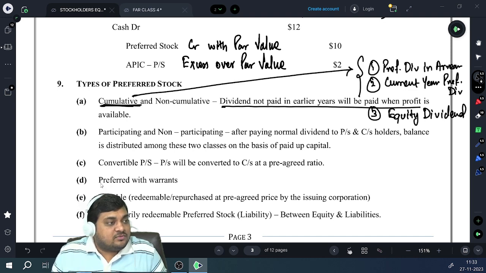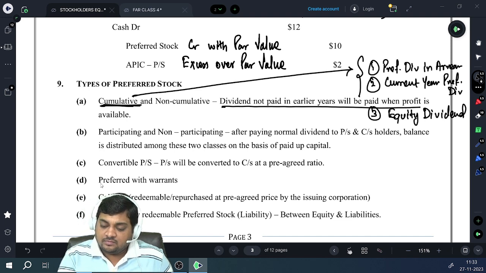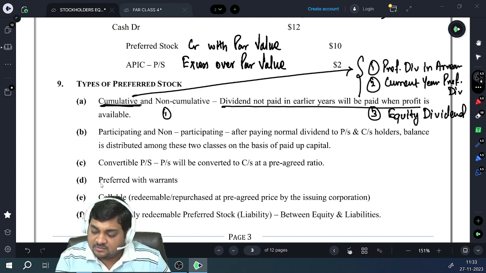That is if it is cumulative. If it is non-cumulative, no dividend is in arrear. Fine. If I get profit, first I will pay the current year preference dividend and then the equity dividend.